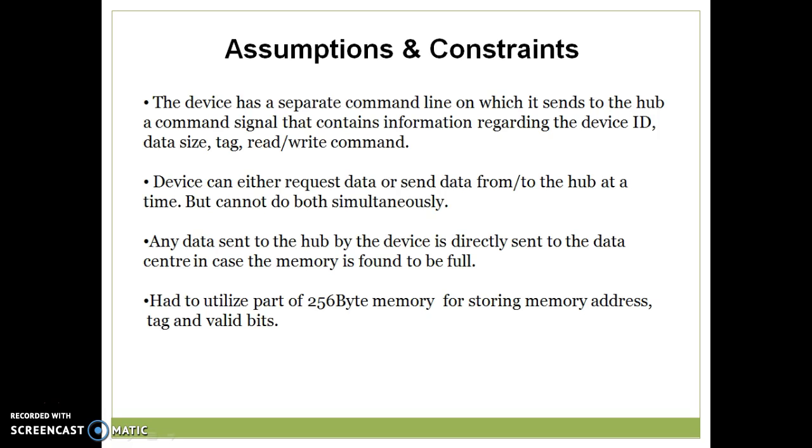The device has a separate command line on which it sends to the hub a command signal that contains the device ID, data tag, data size, read and write command. The device can either request or send data from or to the hub at a time. However, it cannot do both simultaneously.